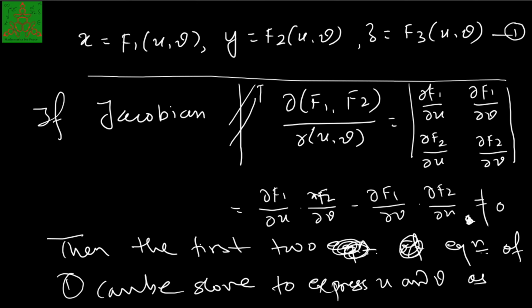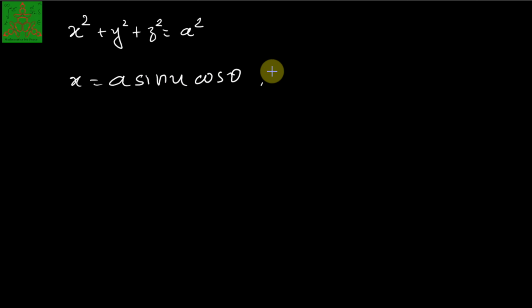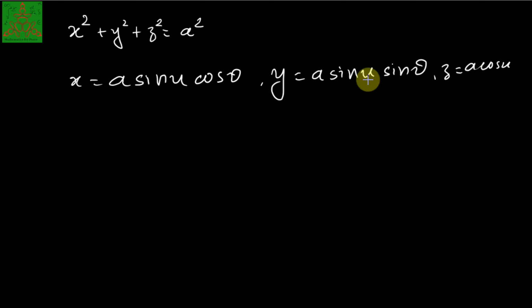For example, I can give you one example here, that is the example of a sphere. We know the Cartesian form of the surface is x square plus y square plus z square is equal to a square. If you write this in spherical coordinates, then x is equal to a sine u cos v, y is equal to a sine u sine v, and z is equal to a cos u. This is a parametric form of the surface x square plus y square plus z square equal to a square. This is one way to represent it with parameters.